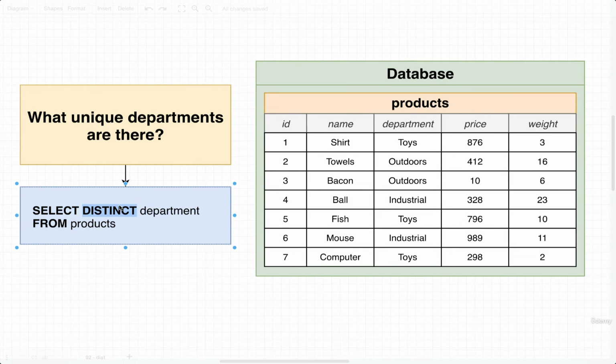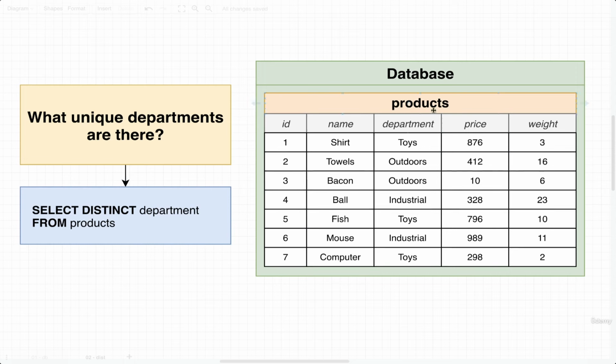Distinct is always going to be placed inside of a select clause, and we're going to place it right after that select keyword. So you're going to see the words select distinct. Distinct is going to give you a list of all the different unique values inside of a column. So for example, if we wanted to find all the unique departments inside of our products table, we could write select distinct department from products. That would give us a list of just the distinct or unique departments inside this table.